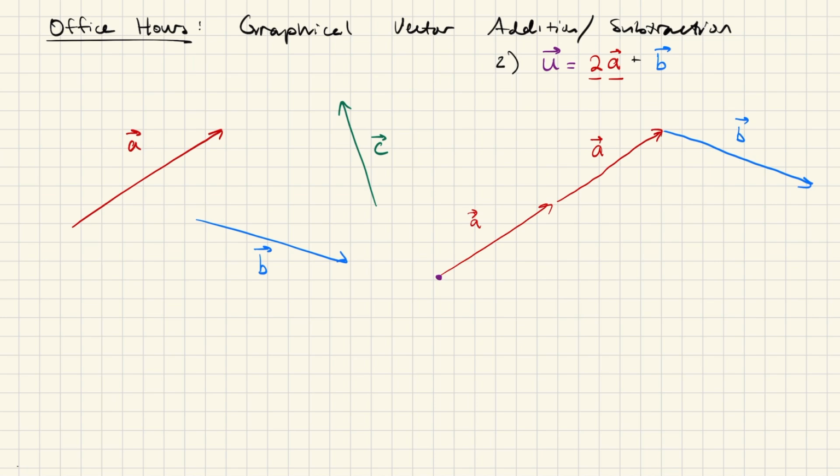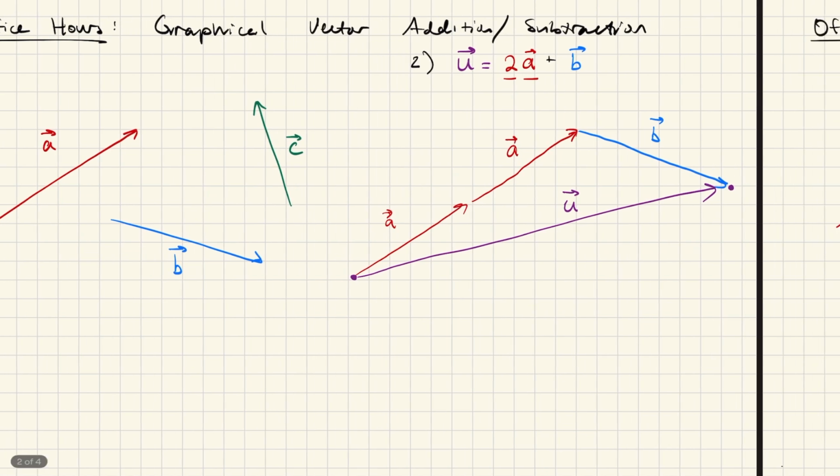And if I follow these arrows, the final position that we're thinking about is this purple dot here at the end of B. And then the vector U, which is 2A plus B, is just the vector that points from this purple dot to this purple dot. And now this is what it looks like when we have some kind of scalar multiplication mixed in with our usual vector addition.